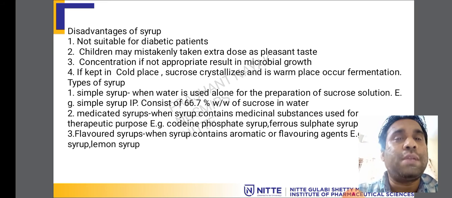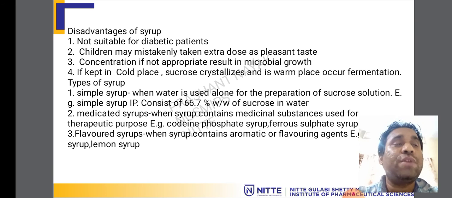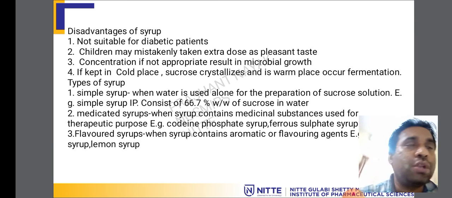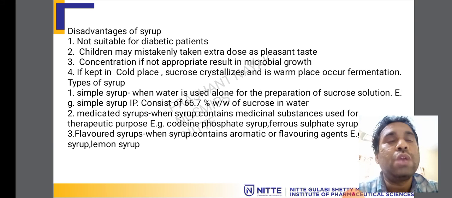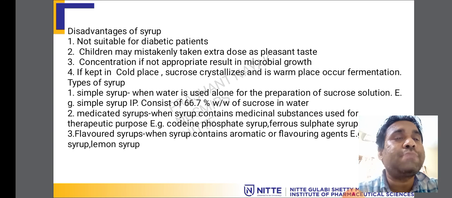Now, types of syrups: there are simple syrup, medicated syrup, and flavored syrup. When water alone is used for the preparation of sucrose solution, it is a simple syrup. IP simple syrup consists of 66.7% weight by weight of sucrose in water.